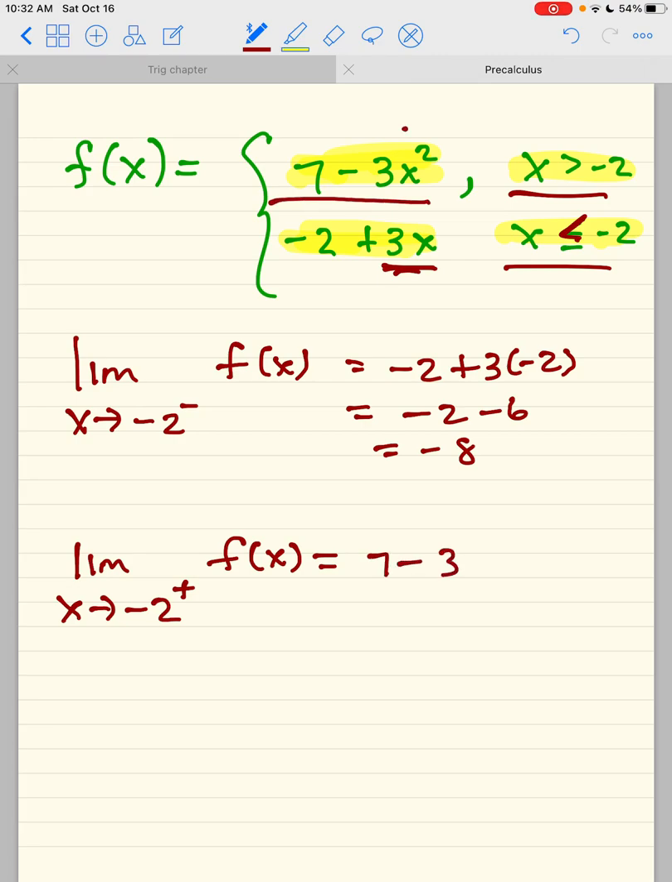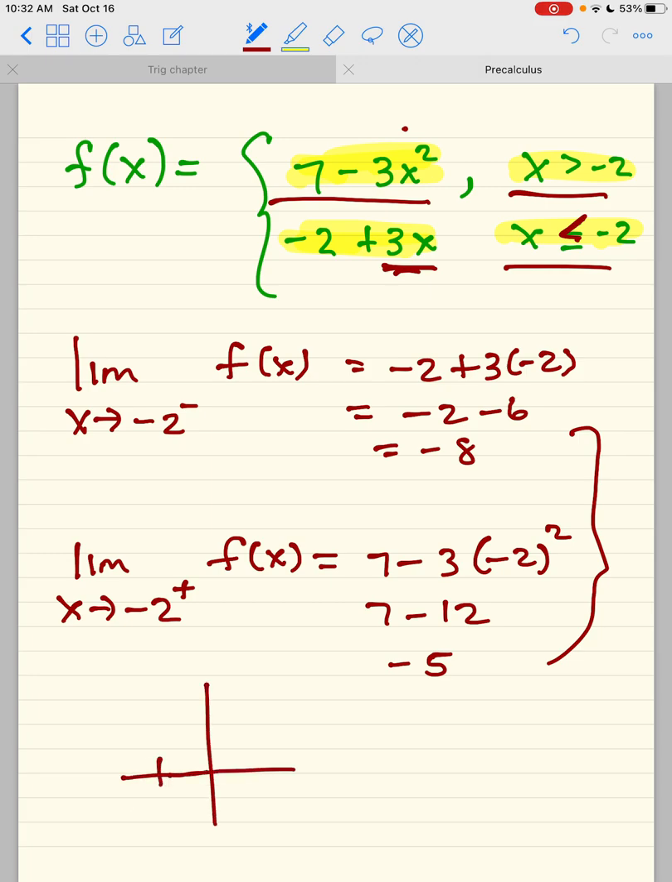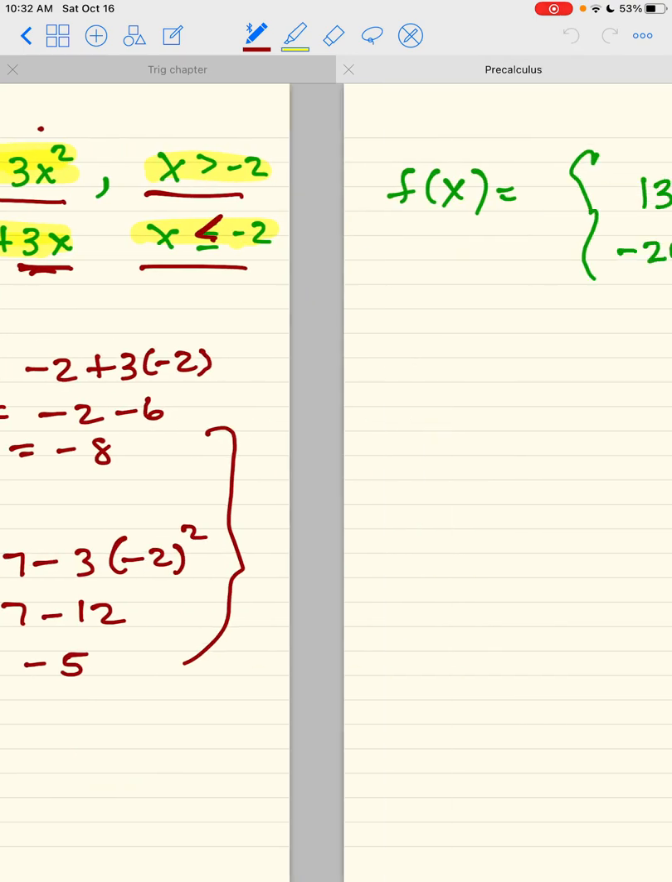So let's put in -2 from the right. We're going to put it into here, and we're going to get -2 squared, 7 minus, that's going to be 12, and then we're going to get -5. You can stop right there, because once the limit from the left does not equal the limit from the right, the limit doesn't exist. So what this is saying is when you get to -2, one answer is -8, the other answer is -5, and so therefore it's a jump discontinuity, okay? The numbers don't match. So this is not continuous. You can stop right there.